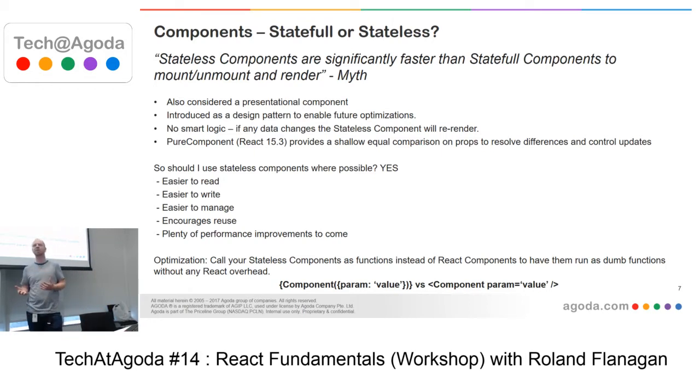So the more you delve into React, you'll see there's a couple of different component types. So you've got, at the moment, stateful and stateless components. Stateful being the full React lifecycle, stateless being pretty basic, a little wrapper with very little of the React logic in there. And you'll see there's this great myth that goes around that says that stateless components are significantly faster than stateful components to mount, unmount, and render. Now, this is a massive myth, and I'll explain why.